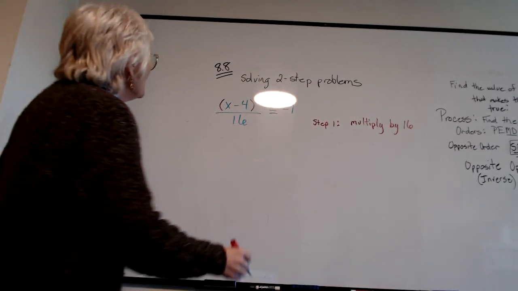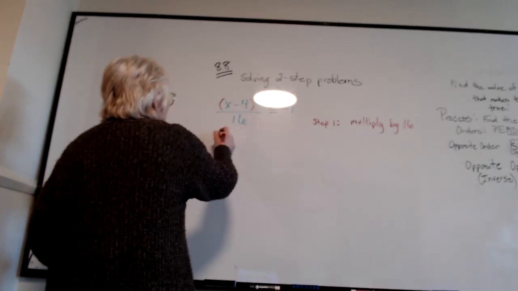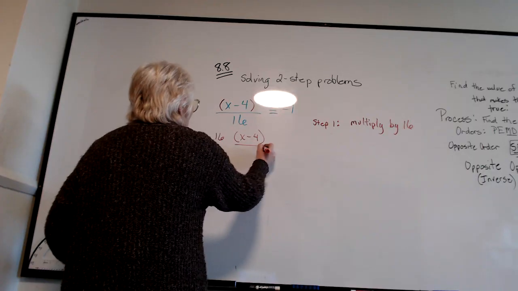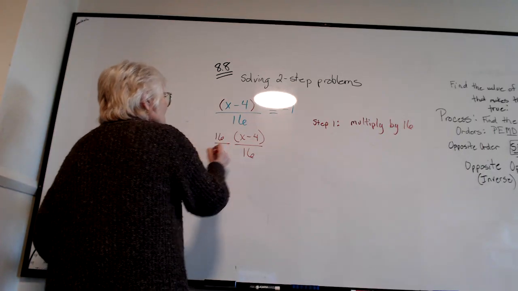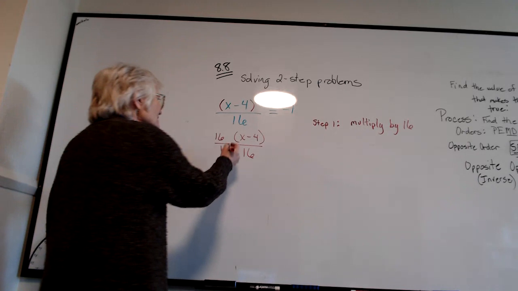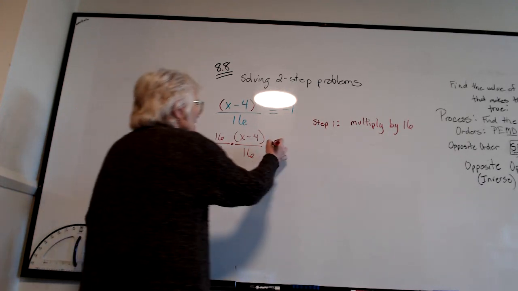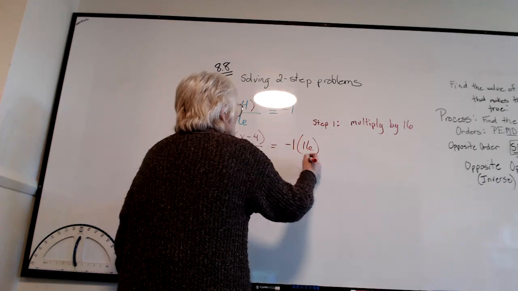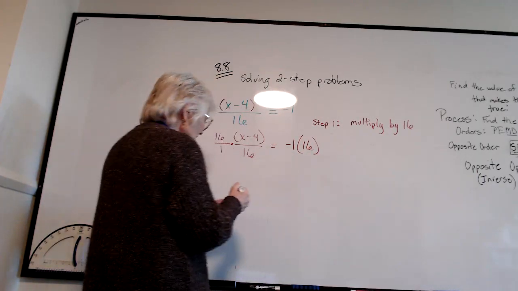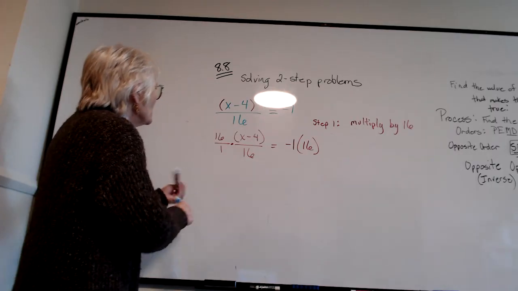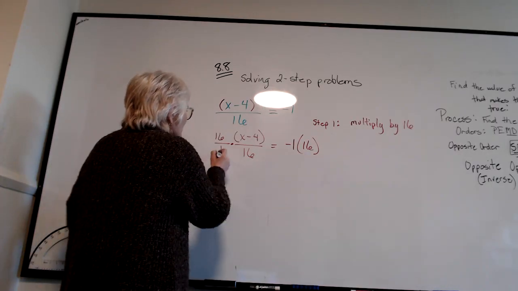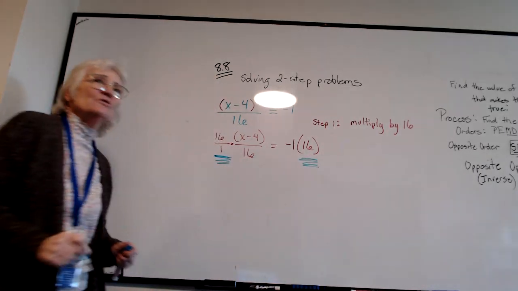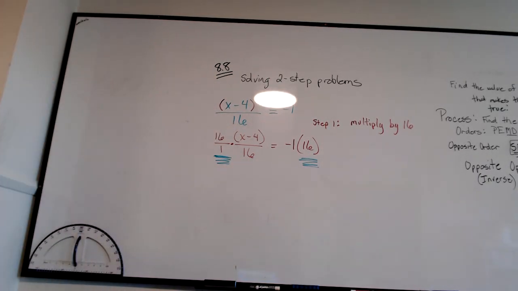So what you can do is you can write it as 16 times (x minus 4) over 16, because this is really 16 over 1. Do you notice how they cancel? Equals negative 1 times 16. Notice on both sides, I multiplied by 16. Here's the multiplication, here's the multiplication. So I'm showing that I'm multiplying both sides by 16.